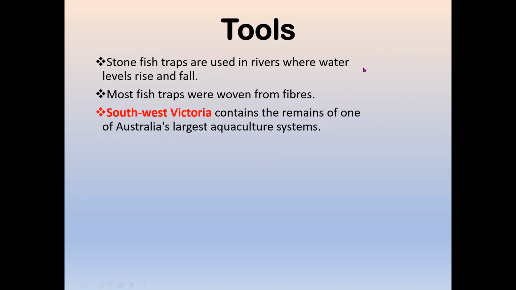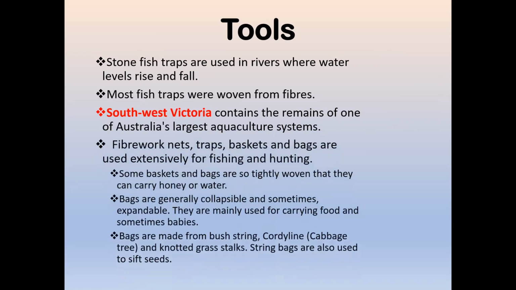Now, they had stone fish traps for use in rivers and with the water, but these were tidal rivers. And the fish traps were woven from various fibers. In southwest Victoria, near the Warrnambool area, there are remains of one of Australia's largest aquaculture systems. You can go and see it.